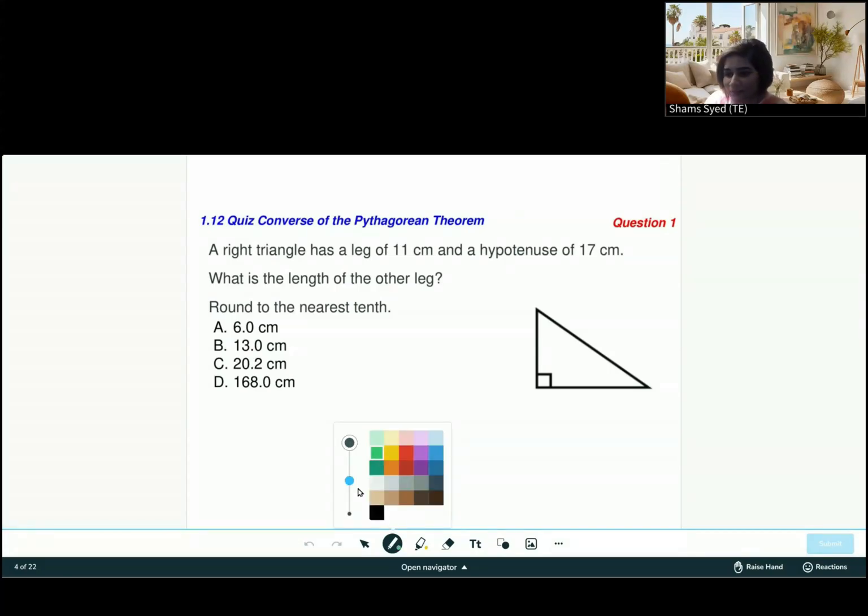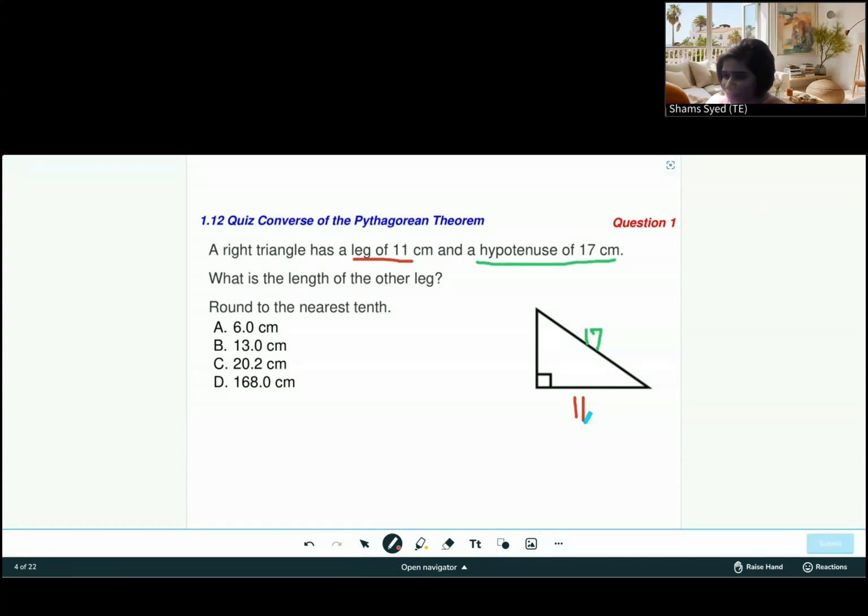Notice hypotenuse is the longest side. Hypotenuse is the longest side of a right triangle. Hypotenuse is this side right across from the right angle. The legs are the smaller, the shorter sides of a right triangle.